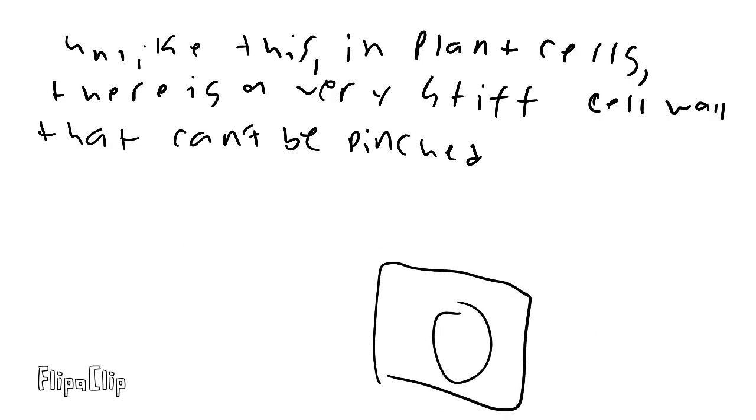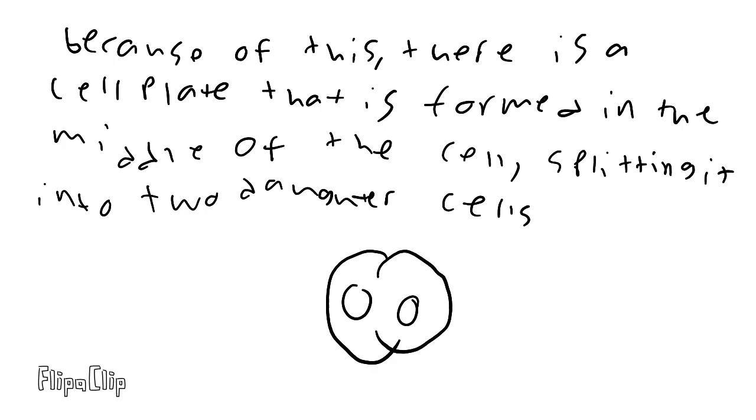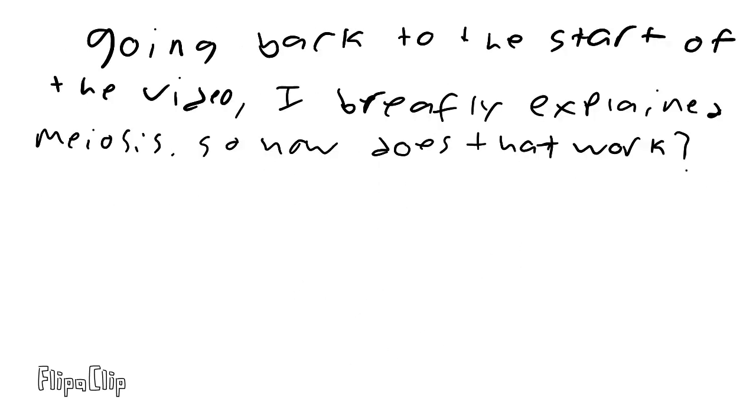Unlike this, in plant cells, there is a very stiff cell wall that can't be pinched. Because of this, a cell plate is formed in the middle of the cell, splitting it into two daughter cells. Now you have finished mitosis. Going back to the start of the video, I briefly explained meiosis. So how does this work?